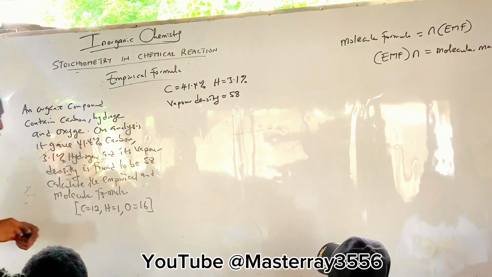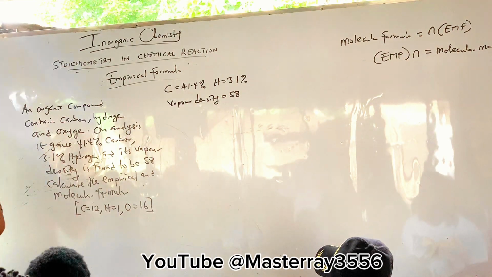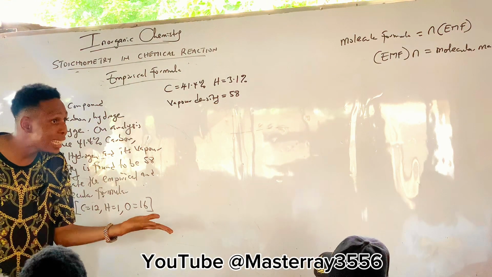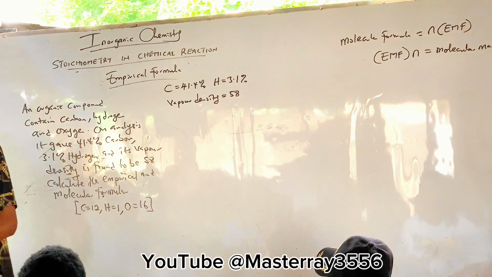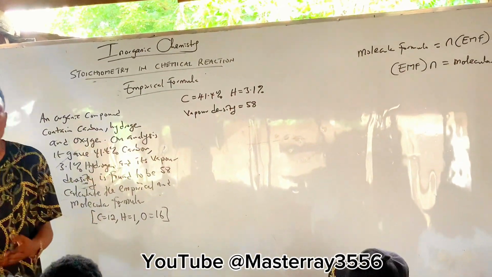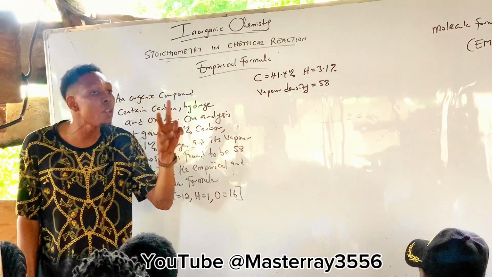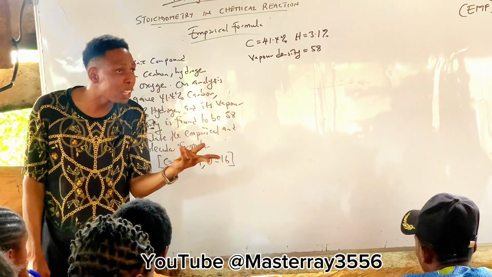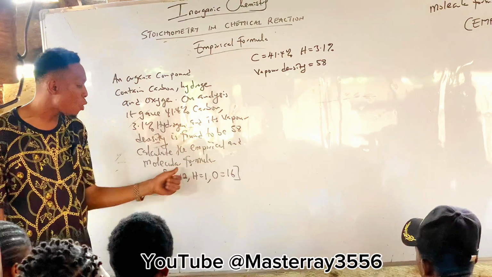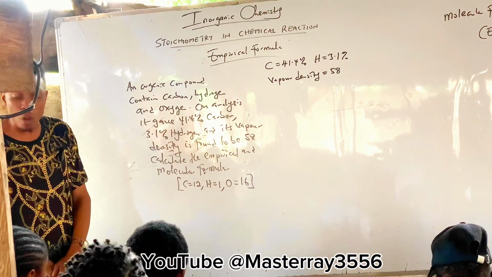And what is our vapor density? 58. All right. Sometimes you will not be given vapor density; you will be given molecular mass. Are you getting me? But if you are not given molecular mass and you are given vapor density, to get your molecular mass, it is twice your vapor density. Are you following? All right. So this time we are asked to calculate the empirical formula and the molecular formula.